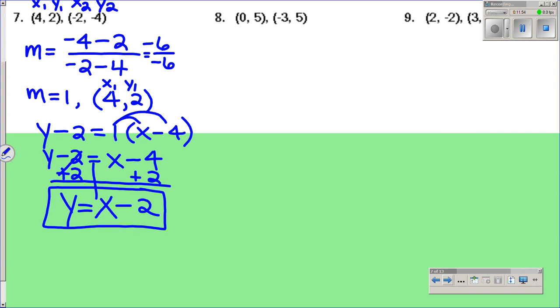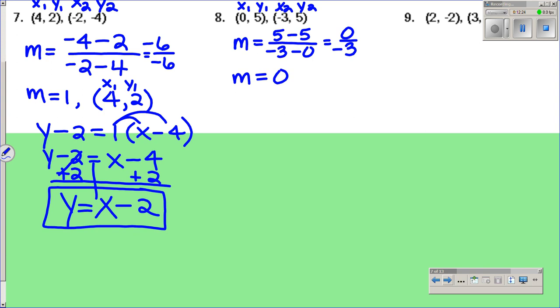Okay, number 8, we're given the point 0, 5 and the point -3, 5. So the first thing we need to do is find the slope. So m equals 5 minus 5 divided by -3 minus 0. Well, 5 minus 5 equals 0, and -3 minus 0 equals -3. And when we simplify 0 divided by -3, the slope equals 0.